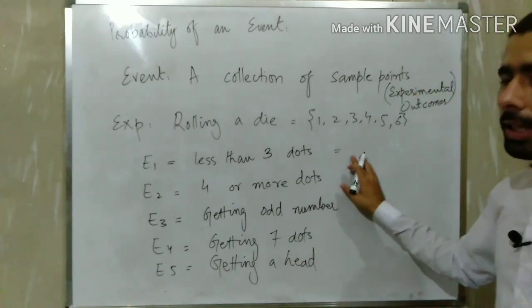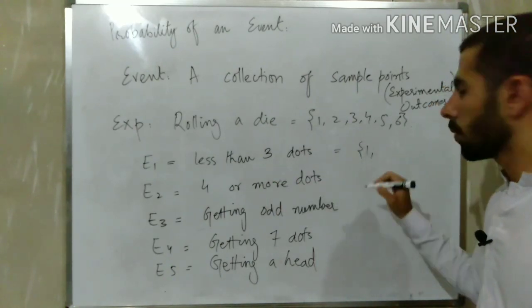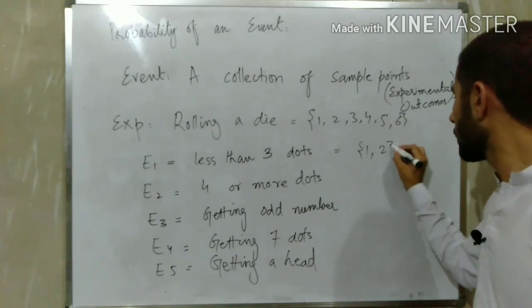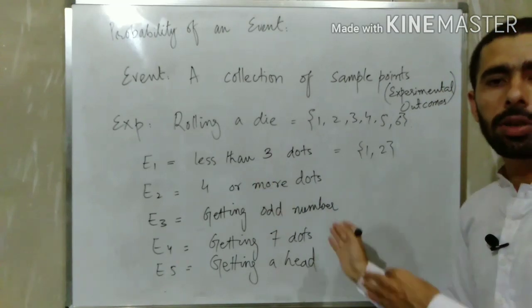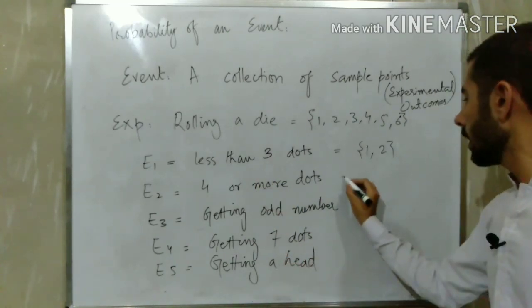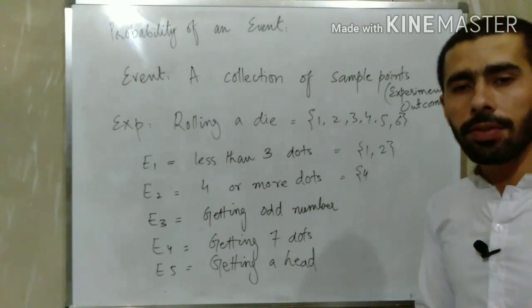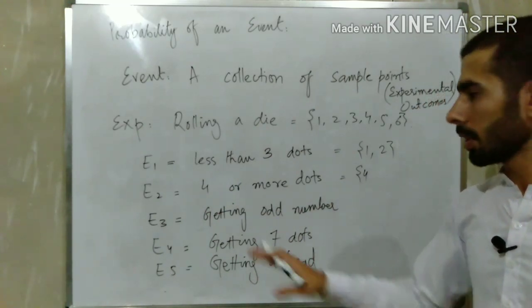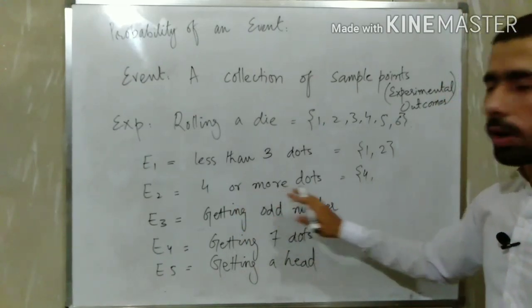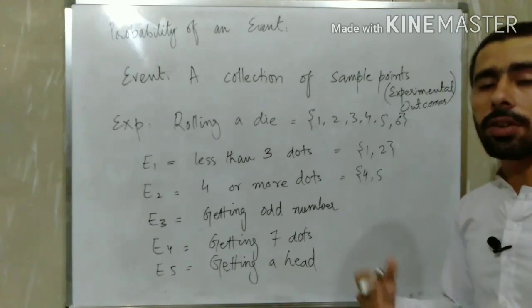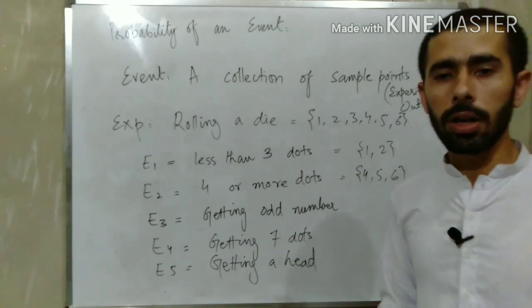So if I am writing the possible outcomes for the first event, it would be getting 1 on the face of the die, or getting 2, because both outcomes satisfy the situation that the dots are fewer than 3. Similarly, for the second event, if I get exactly 4 dots on the face of the die, the situation is satisfied. Or if I am getting more than 4 dots, for example 5 dots or 6 dots, I am still okay with this situation.